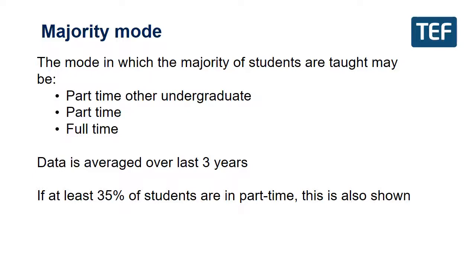The majority mode is calculated on the basis of student headcounts. It's averaged over the same period as the number of years used for a provider's contextual data, but typically it's averaged over the last 3 years. Note that if the provider has at least 35% of students studying in part-time, regardless of whether that's the majority mode, then we flag that up because it has a slight impact on the process by which we assess them. Providers with 35% or more students in part-time are eligible to submit an additional page of data to mitigate some of the difficulties of drawing together data for part-time students.